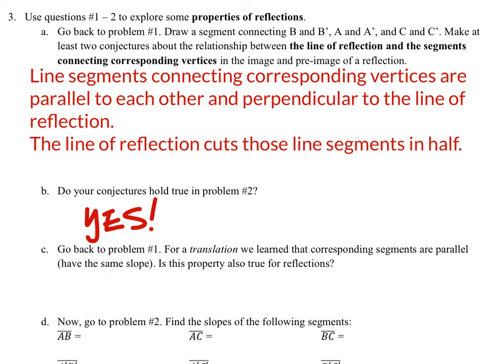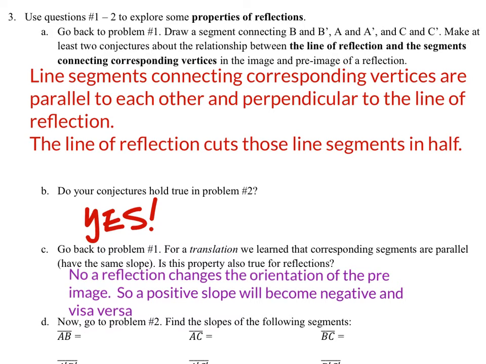So what about problem number 1? For translation, we learned that corresponding segments are parallel or they have the same slope, but this is not going to be true for reflections. So again, this is no because, and let's look at an example of this. If this is my line of reflection, and if I have these 2 points connected by this line, then the reflection would produce perhaps something like this, but the line's slope has changed. The one in red has a positive slope, whereas the purple one has a negative slope because of the reflection.